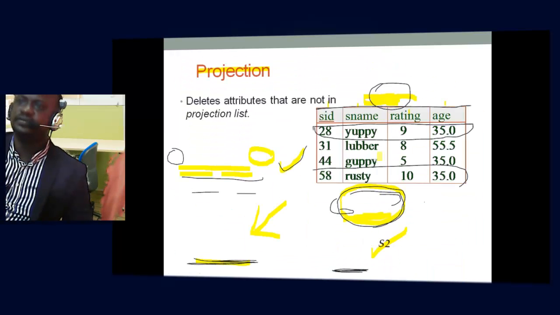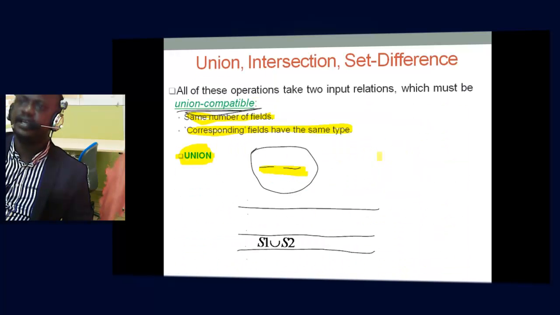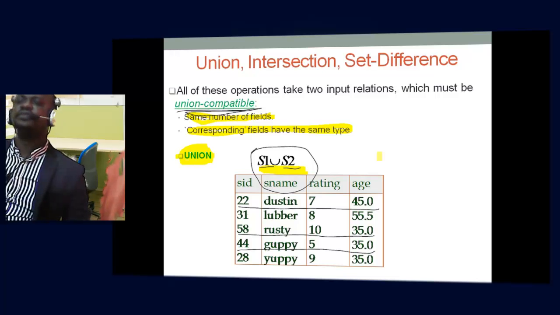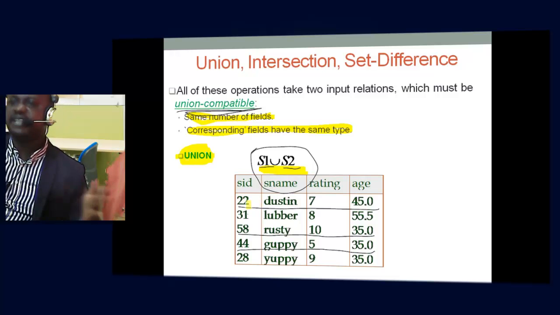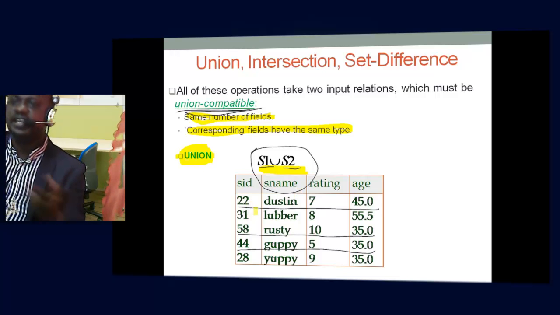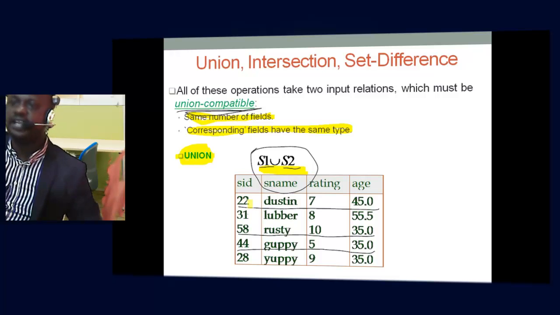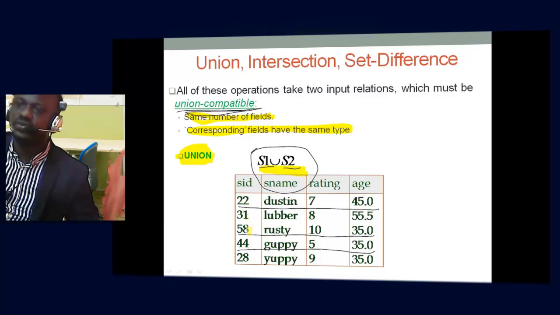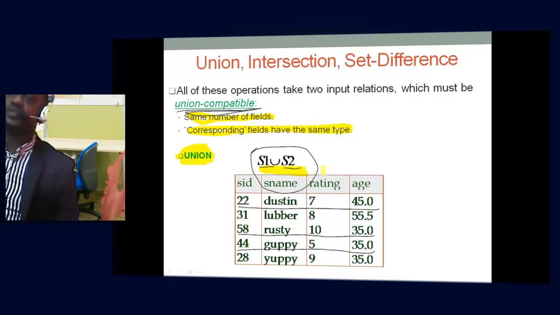So let's move on. For S1 union S2, we were supposed to have 7 members, so 3 from S1 and 4 from S2. But you see, there were two common records, and therefore that is why we are having 1, 2, 3, 4, 5. So that is the union.